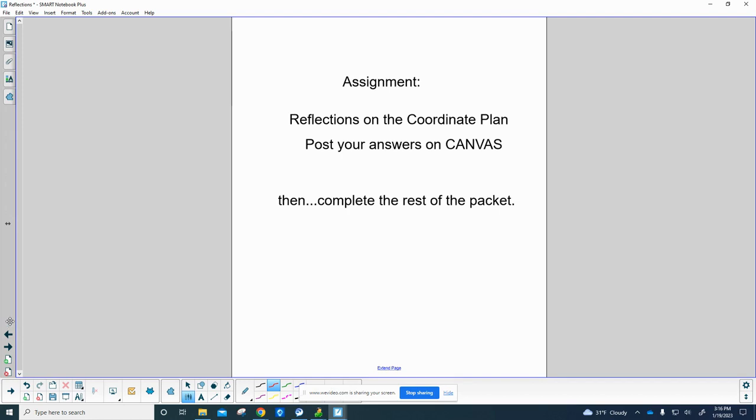The assignment is reflections on the coordinate plane. I'm going to start out by filling out all of the work on our packet, and then we'll transfer the answers to Canvas so that they can be corrected. Thank you very much.